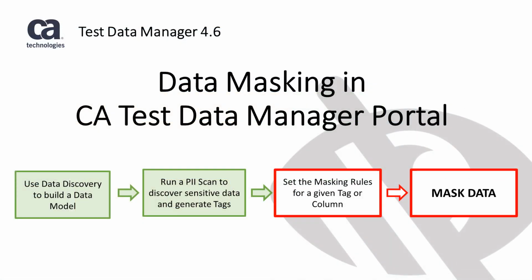You have now run a PII scan to tag your data model. You can continue with assigning masking rules to columns in your data based on those tags. See the masking video for the next steps.